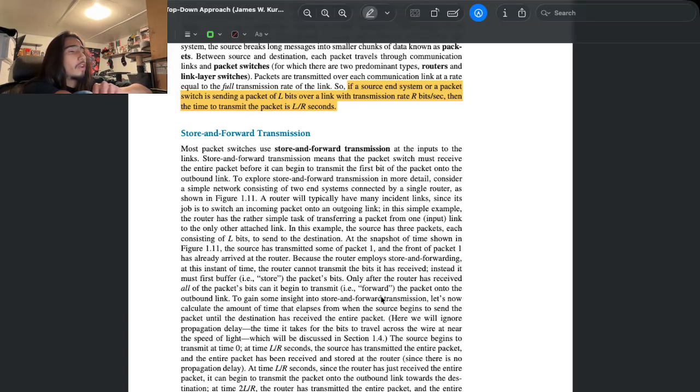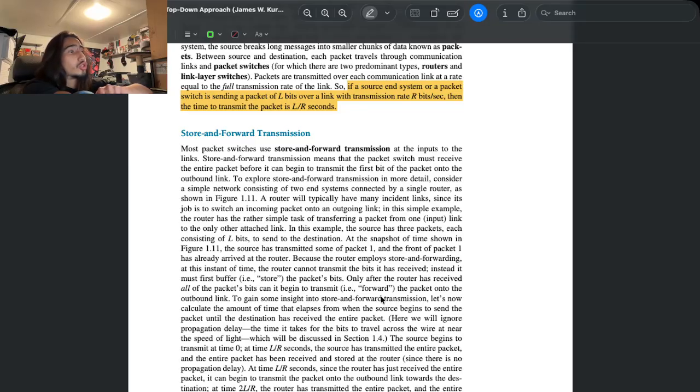A router will typically have many incident links, since its job is to switch an incoming packet onto an outgoing link. In this example, the router has the rather simple task of transferring a packet from one input link to the only other attached link. In this example, the source has three packets, each consisting of L bits, to send to the destination. At the snapshot of time shown in Figure 1.11, the source has transmitted some of packet 1, and the front of packet 1 has already arrived at the router.